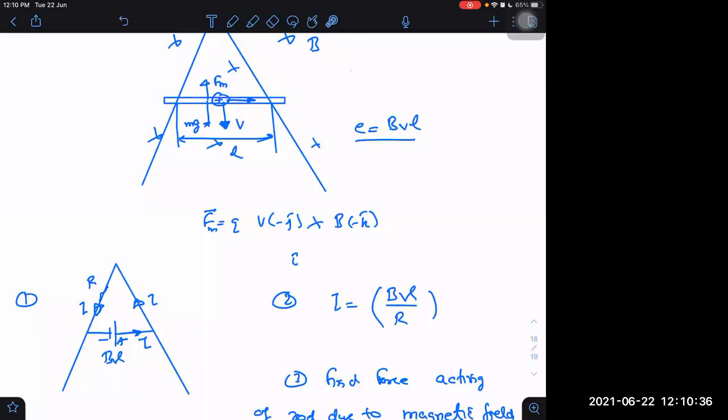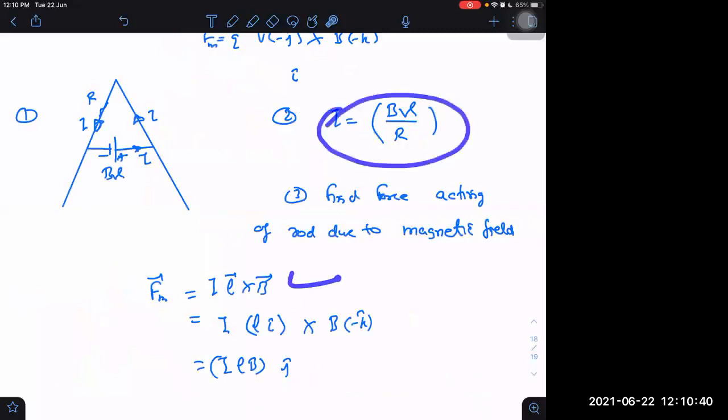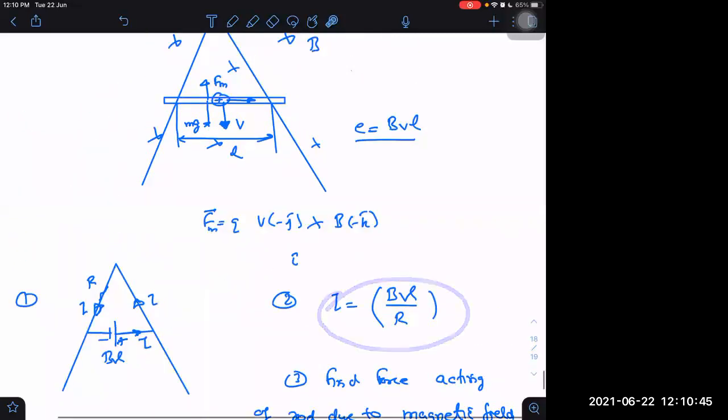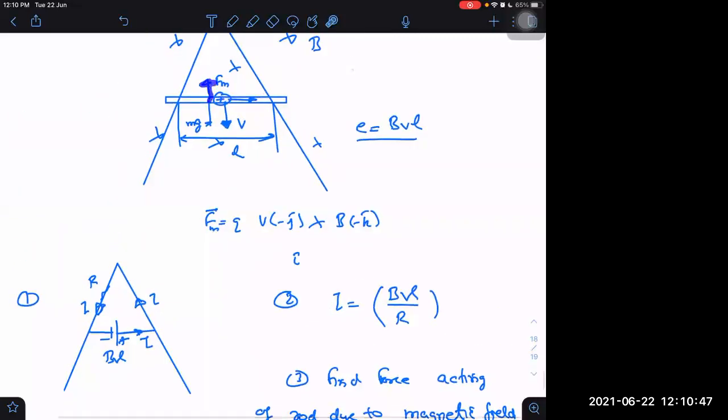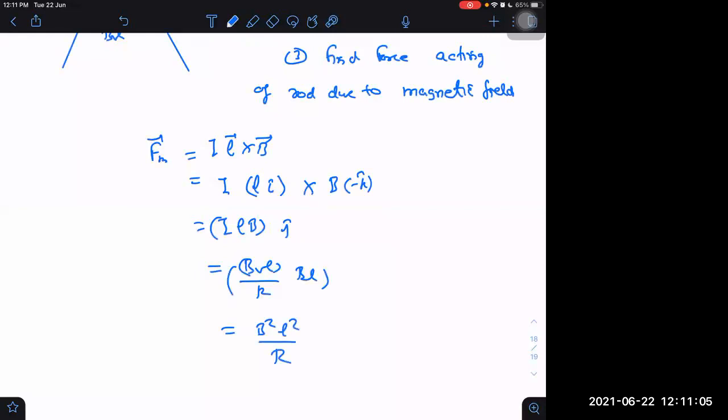So one way: I have to find the direction of current, then use I L cross B, then I get the result. And another quick method, Lenz law. Lenz law states it will apply the force in such a way as to oppose the cause which has produced this. The cause is moving downwards, so it will oppose it by applying a force upwards, not downwards. Very simple. And if you want to write the exact value, the value of I is BVL by R, multiplied by BL, so it becomes B square L square V by R. That is the magnetic force.